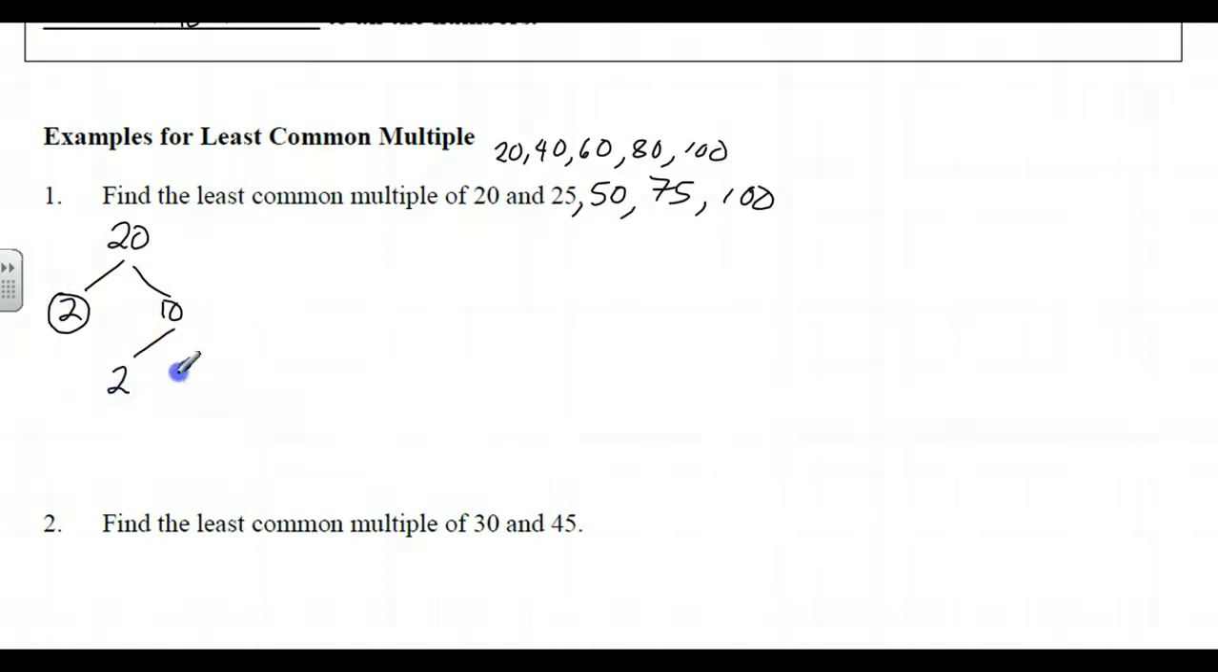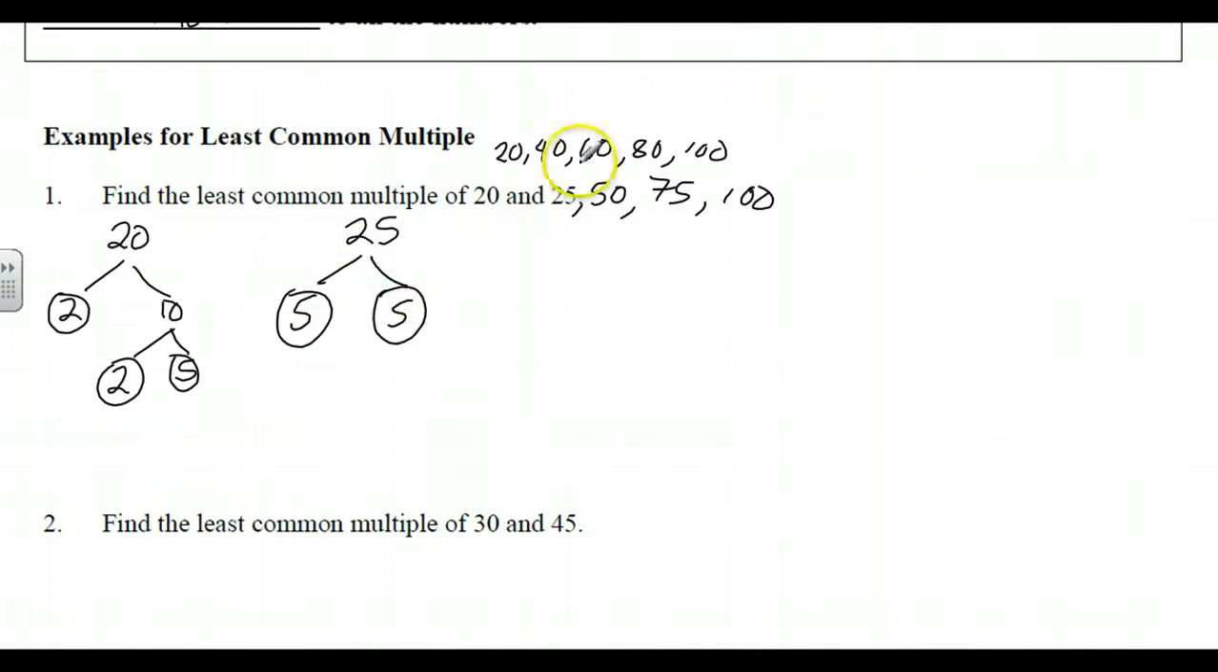10 is 2 times 5, circle, circle, right? When you've got all of the numbers, the factors are prime, then you circle them because you can't go any further. 5 isn't anything other than 1 times 5. And 25 is 5 prime times 5 prime.